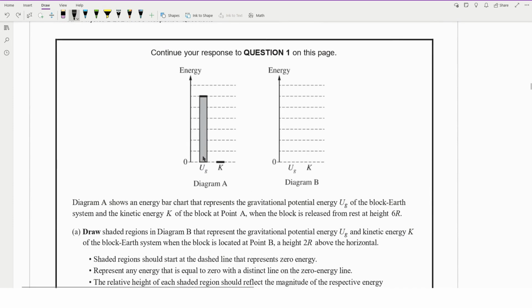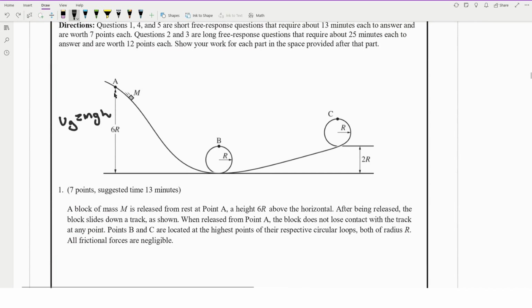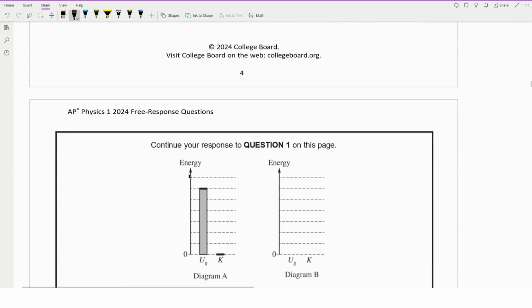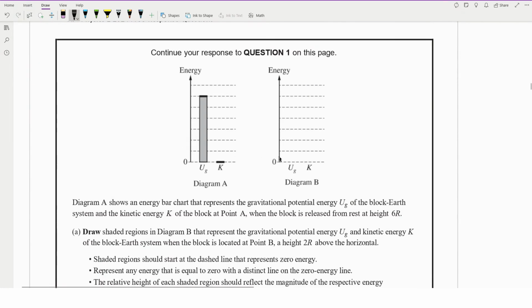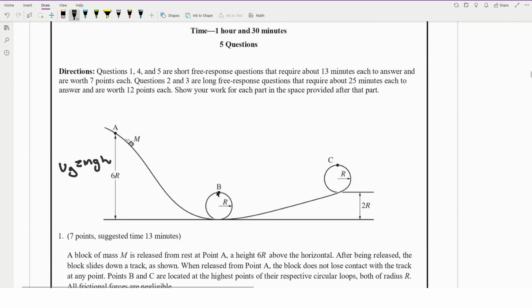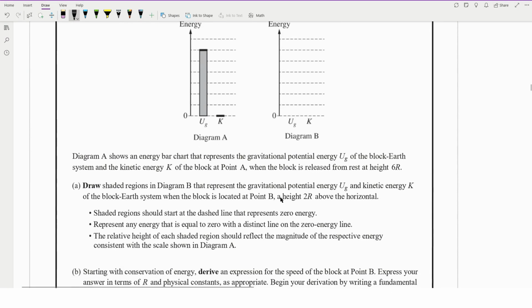So, as we can see, UG is defined as UG equals mgh. So at the start, when the block is released from rest, the kinetic energy is zero because the initial velocity is zero. However, in diagram B, we know that there is some speed, so there is some kinetic energy, and there is some potential energy. Well, how do we do this?